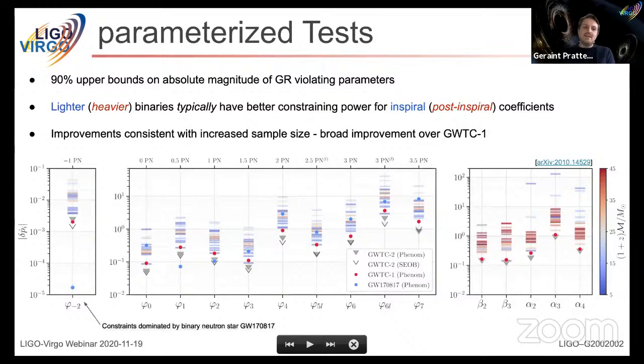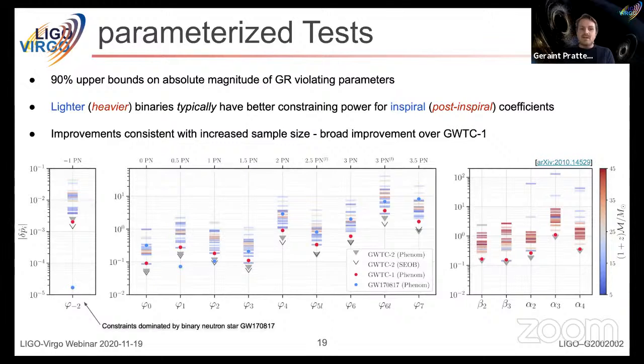So what we plot here is the 90% upper bound on the absolute magnitude of these GR violating parameters. What we have here in the horizontal lines is each of the GWTC-2 binaries that passes the threshold for inclusion in the parameterized test. And here they're colored by their redshifted chirp mass. So lighter binaries are in blue, heavier binaries in red.